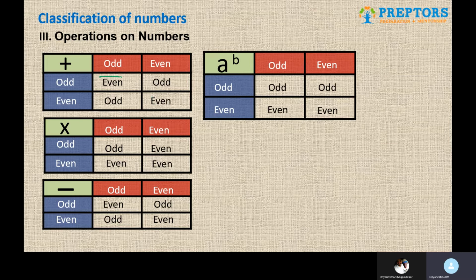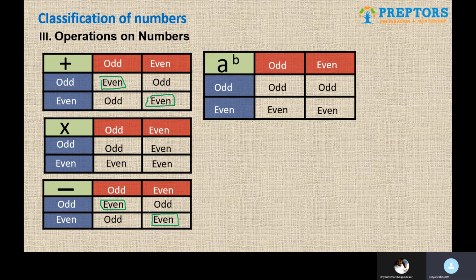You can see that in the conclusion, both are odd, the sum is even. Both are odd, the difference is even. Or both are even, the sum is even. Both are even, the difference is also even. That's the first note. The second note is, if at least one number is even, then the product is always even. If one number is even, the product is always even.